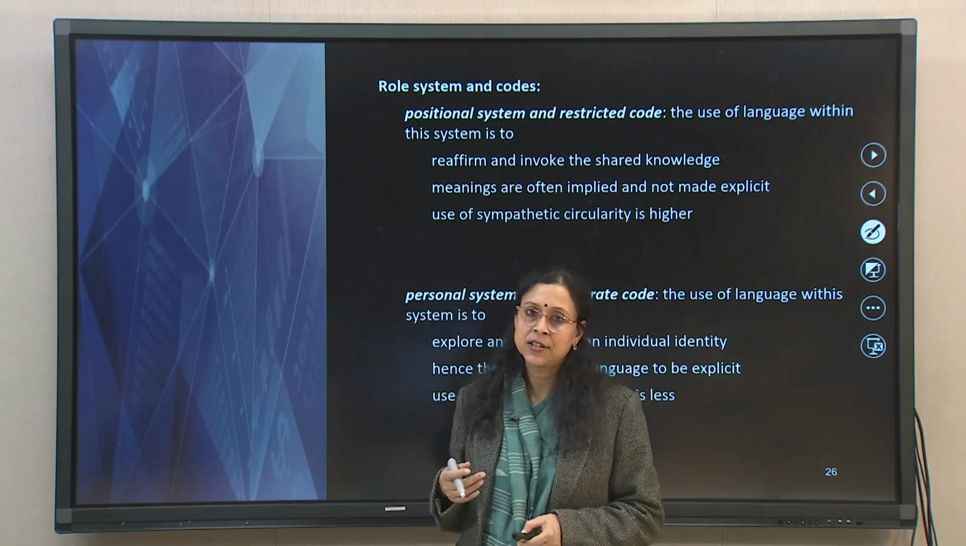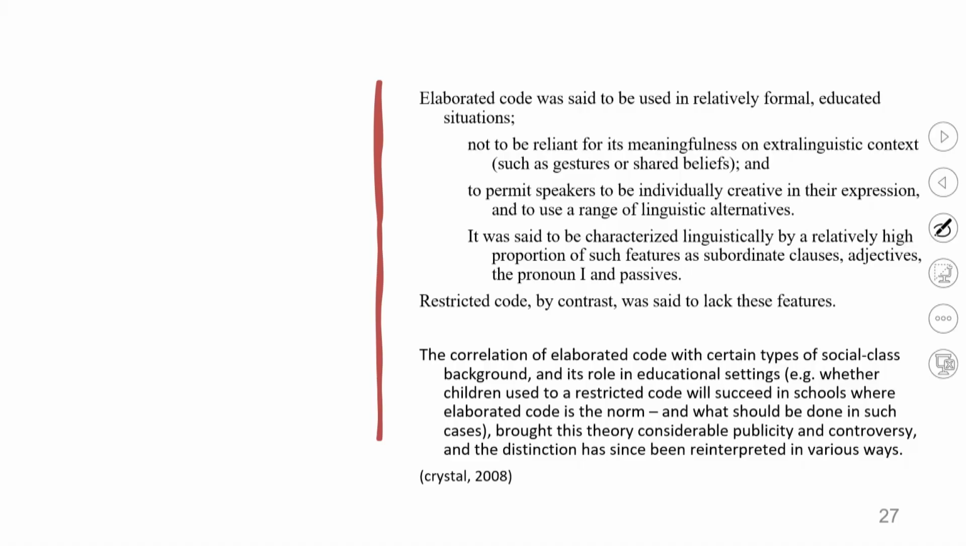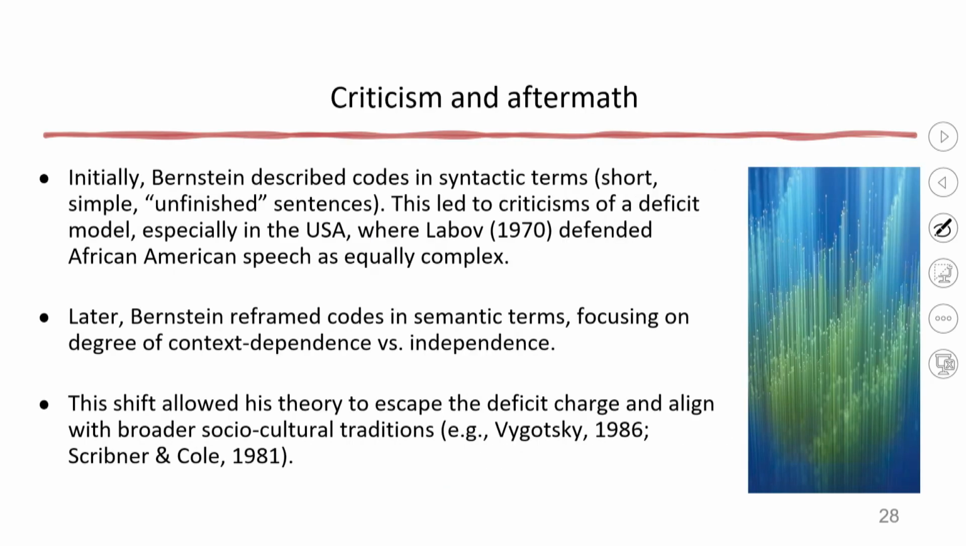So, this is how the connection is, the same thing that I just talked about. Elaborate code was said to be used in the relatively formal, educated scenario. That is how Crystal later discusses it, and to permit speakers to individually be creative in their expression. It was said to be characterized linguistically by a relatively high proportion of such features as subordinate clauses, adjectives, pronouns, and so on and so forth. So, when it is a formal language, when it is an elaborate code, the situation is typically an educated scenario. That is how Crystal discusses it.